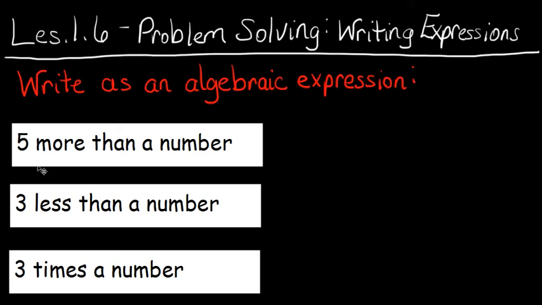Our first one is 5 more than a number. So if we take a look, we have some kind of number. We don't know what it is. So since it's algebra, I'm going to assign a letter to it since we don't know what that number is that we have 5 more than. Okay? So since it's a number, I'm just going to use the letter N. I could use any letter. And if I have 5 more than that number, more means addition. So I'm going to add 5 more than that number.